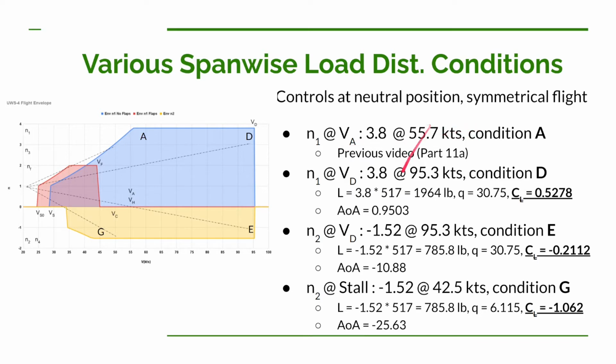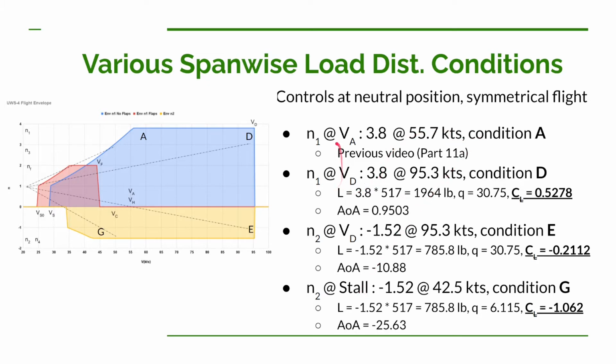And so I've outlined those conditions over here. Our load factor of 3.8 at V sub A, 55.7 knots, that's condition A, and we talked about it in part 11A, like I said. And then these other three conditions: N1 at V sub D, N2 at V sub D, and N2 at stall, right here at G.